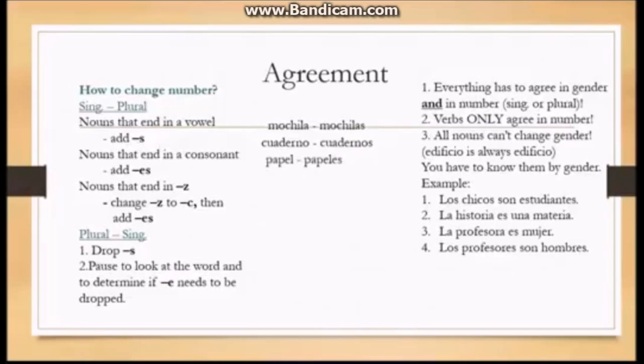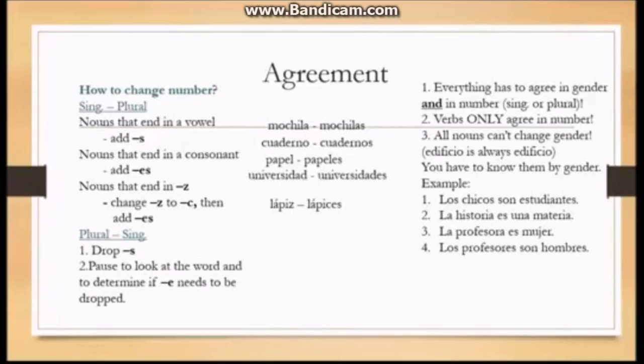Papel ends in a consonant, so we add es to make it plural. Papeles. Universidad ends in a consonant, so we add es to make it plural. Universidades.